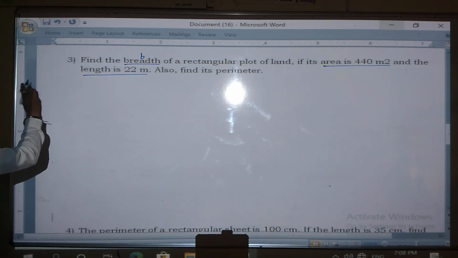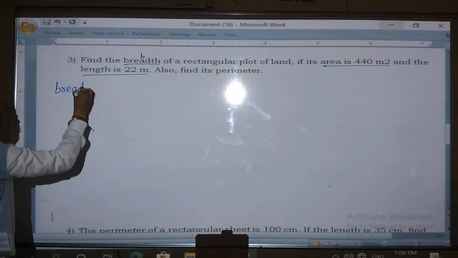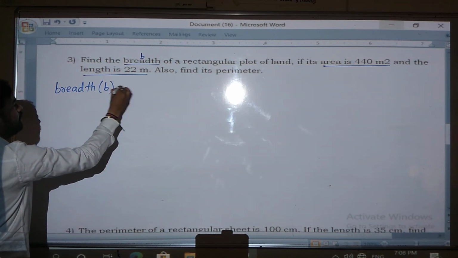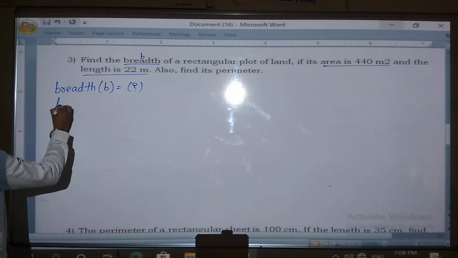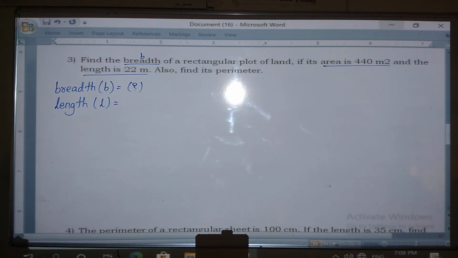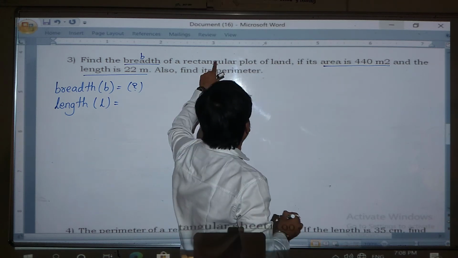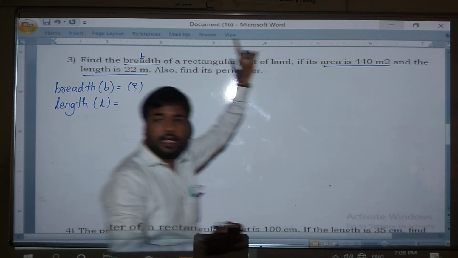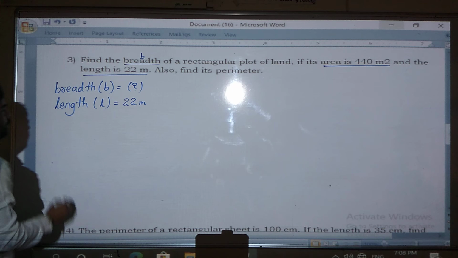So let's write whatever is given to us. What we have to find? Breadth. Breadth b is equal to question mark, that we have to find. What is given to you? Length is given to you. ચાલ length આપી છે. શું એ રેક્ટેંગલ ની જ length છે? Yes. રેક્ટેંગલ ની. કીધું જ છે ને, area is this and length is that. So that will be 22 meter.